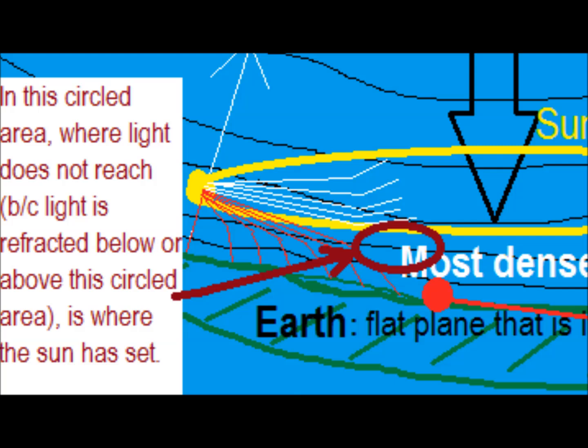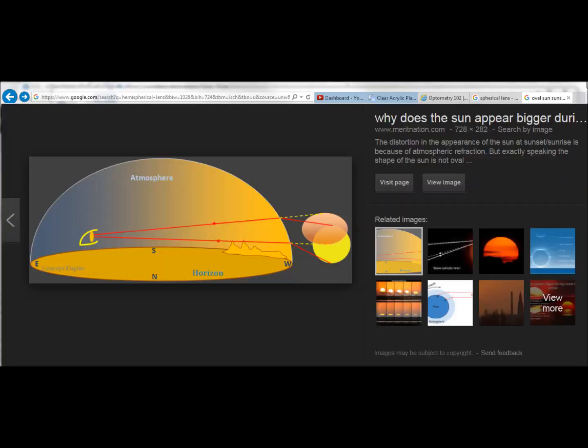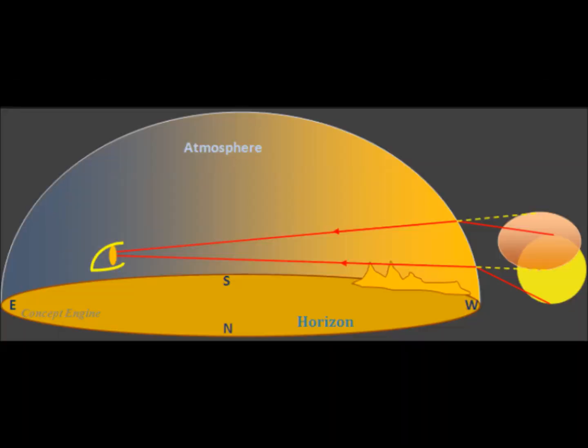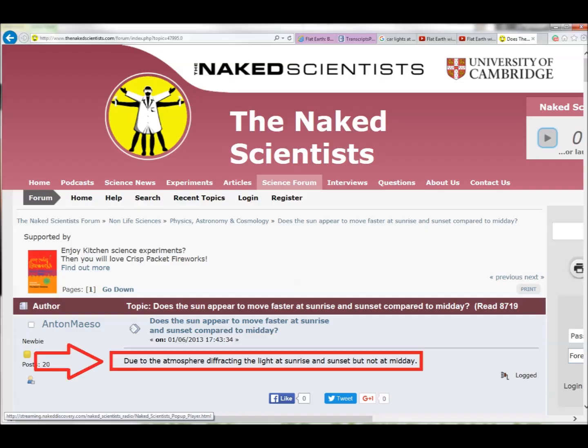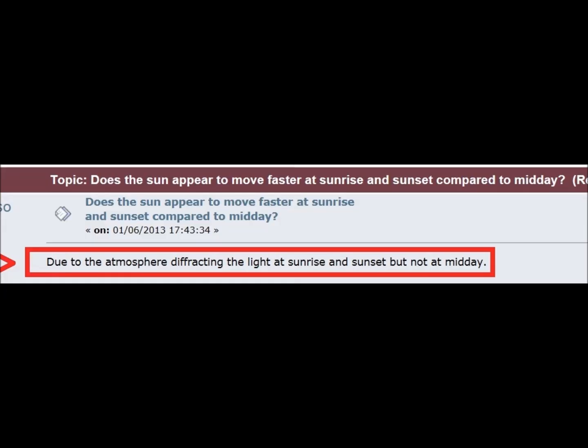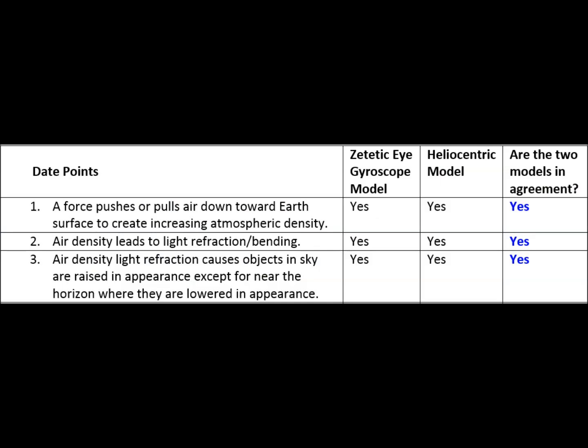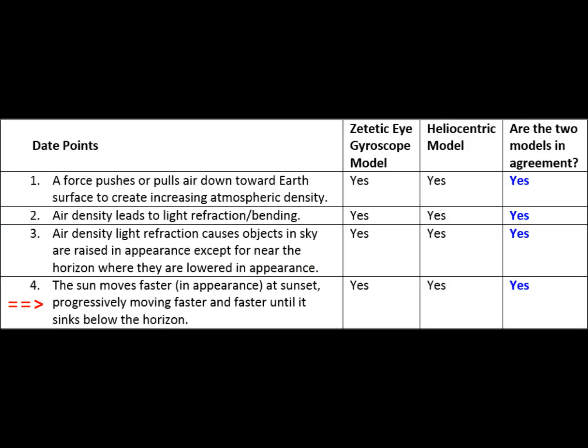In other words, the heliocentric model involved a setting sun, even if curvature did not create that appearance according to the heliocentric theory. So the sun in a flat Earth system and the sun in a heliocentric system act in surprisingly similar ways. Another example of this, and another way the two models are in agreement, the Zetetic eye model and the heliocentric model, is that the sun appears to move faster right at sunset. Time-lapse footage shows this, and it is well known even among professional scientists.